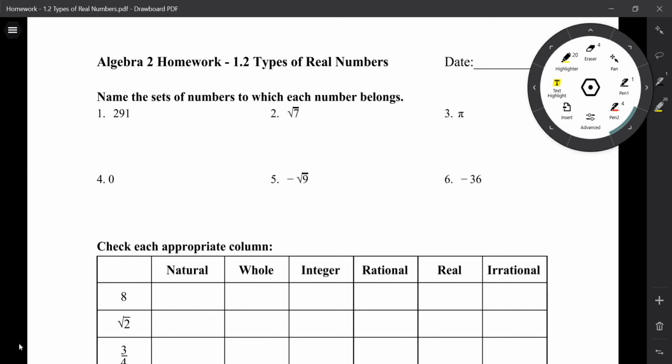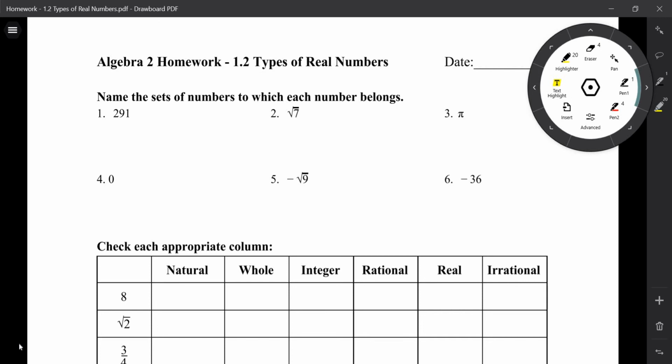So when I'm trying to figure out types of real numbers, I like to go as specific as possible. So I'll try and figure out, is it natural? If it is, then I know that we can automatically just check these boxes off: whole number, integer, rational, and real. If it's not a natural number, but it is a whole number, then we can do a similar process. We can check integer, rational, and real. So that's kind of my thought process for these types of questions. We go as specific as possible, and if the number doesn't fit in that category, we'll move on over to the next one.